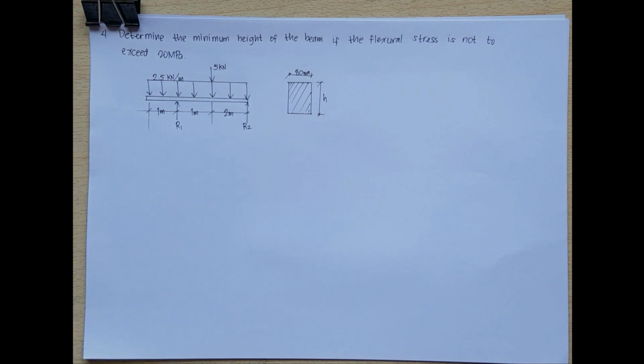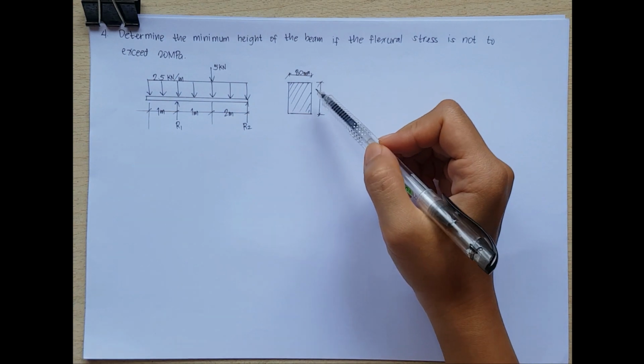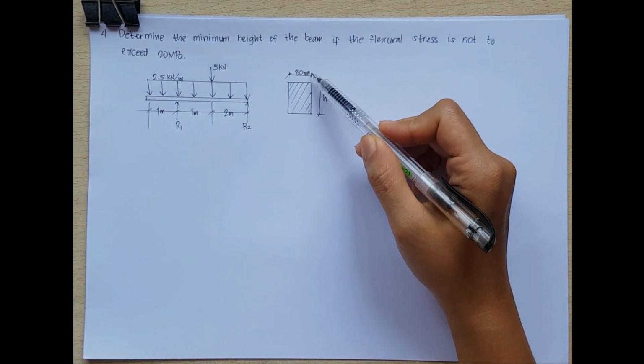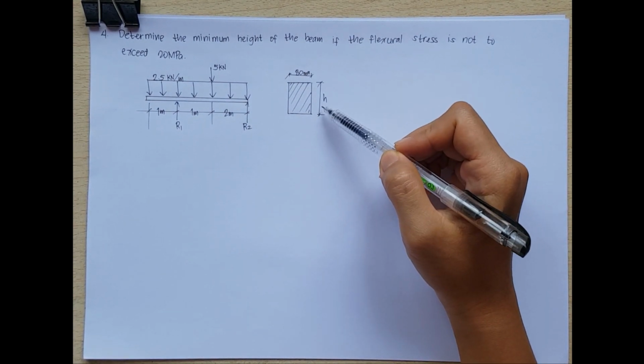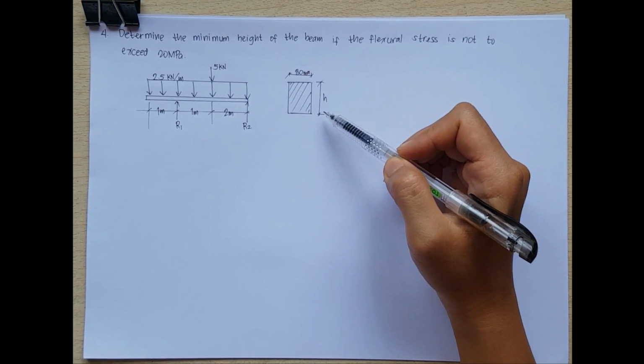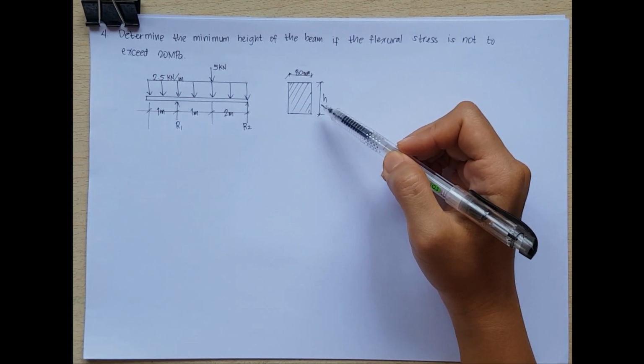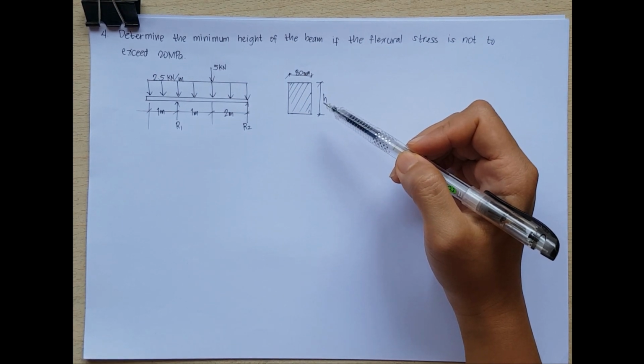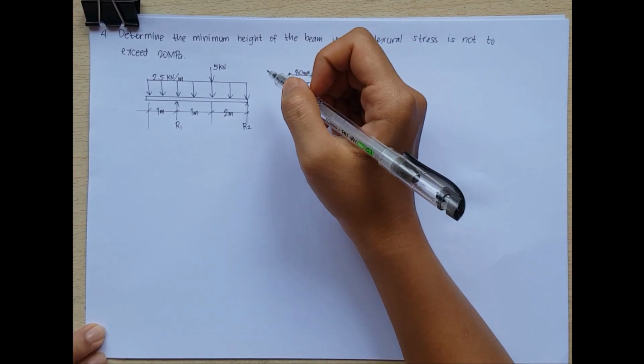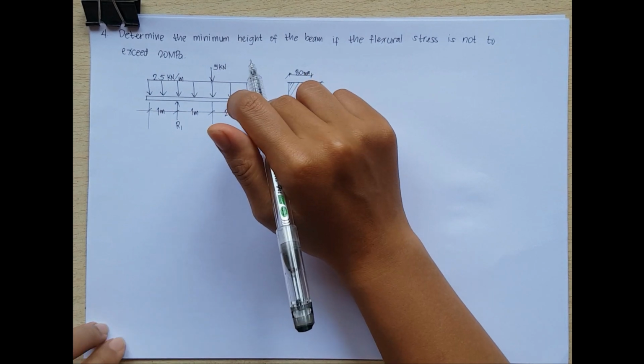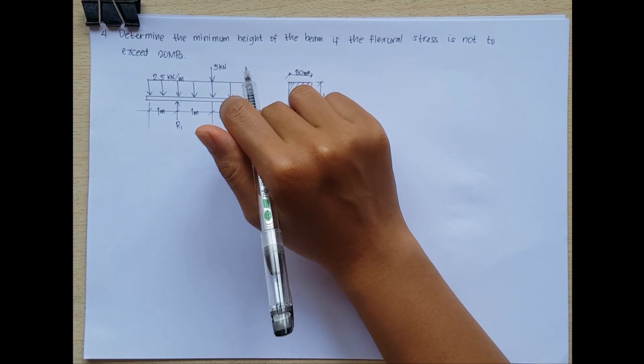For problem number 4, determine the minimum height of the beam if the flexural stress is not to exceed 20 megapascal. So, this is the cross-sectional area of our beam with a width of 80 millimeters. So, hahanapin natin yung minimum height that will not exceed the flexural stress of 20 megapascal. So, the first step is to determine again the maximum moment. So, determine natin yung maximum moment by having the shear and moment diagram.